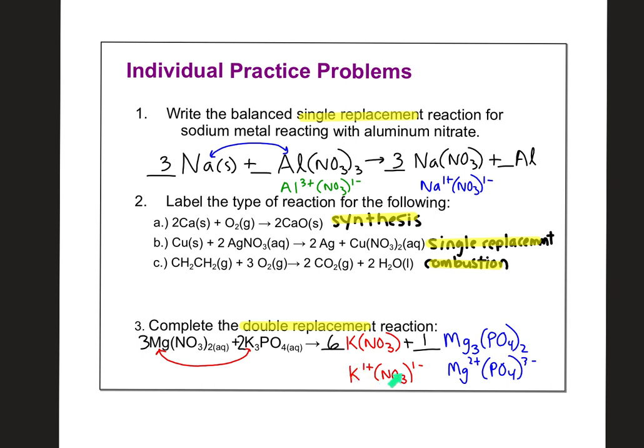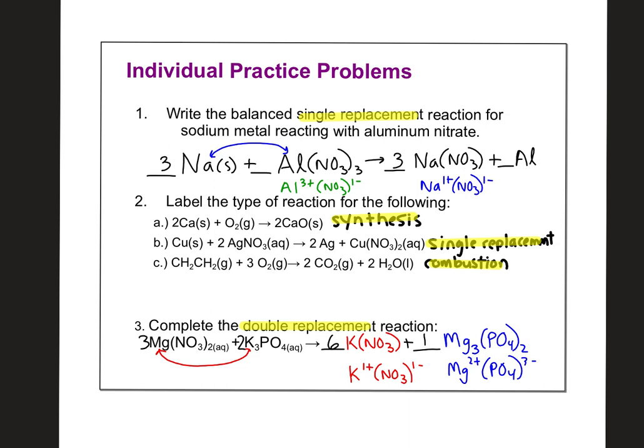Okay, crisscross, potassium with nitrate. Charge from the periodic table. Charge from the polyatomic list. They cancel out, so I get KNO3. Magnesium is +2 from the periodic table. Phosphate is PO4 -3 from my polyatomic list. The 3 goes to magnesium. The 2 goes down outside the parentheses.